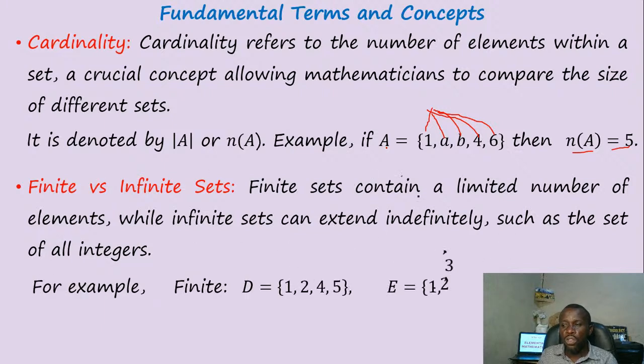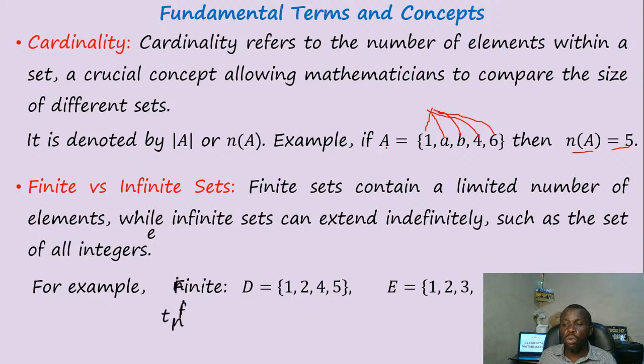Now, for example, we have D equals {1, 2, 4, 5}. This is finite because it ends. The numbers don't go beyond the 5 and don't go below the 1. Let's look at the second example. E equals {1, 2, 3, ..., 20}. So in this case, I'm starting from 1 and heading to 20, even though there's a dot, dot, dot in between. I'm starting from 1 and I'm going to end at 20. So I shouldn't write my numbers beyond 20. That is a finite one.